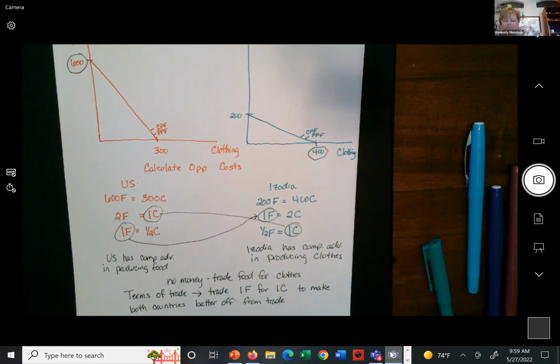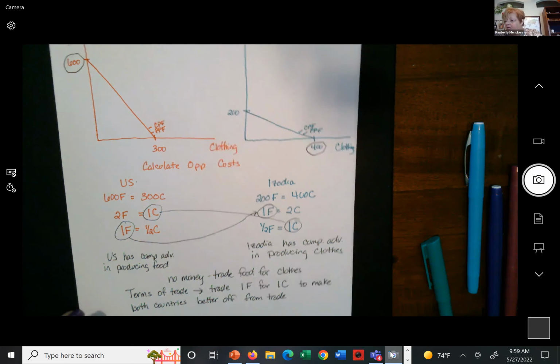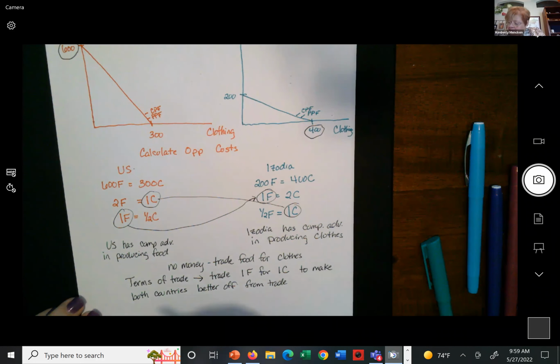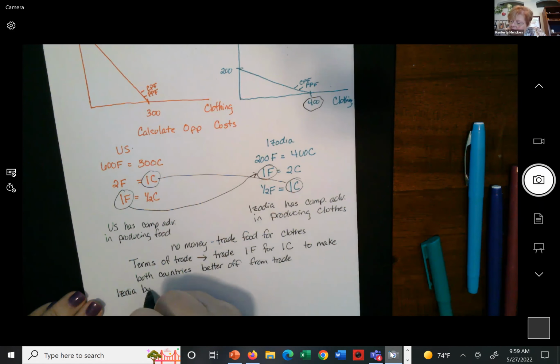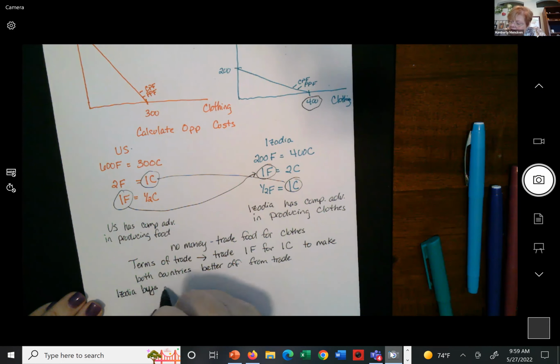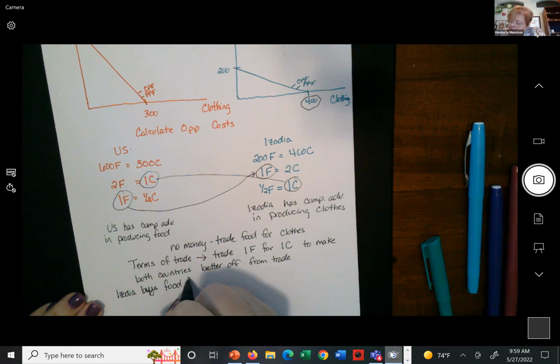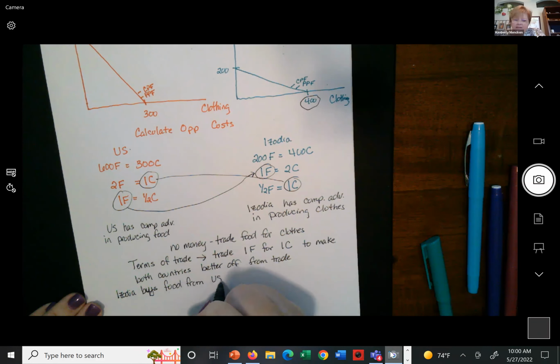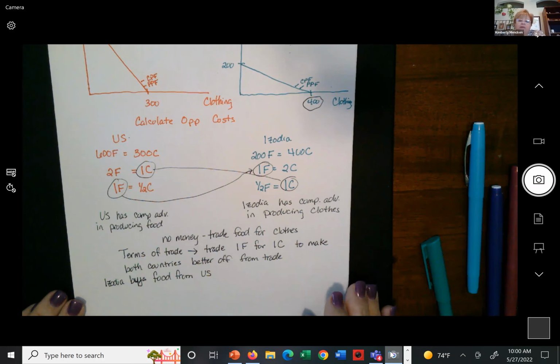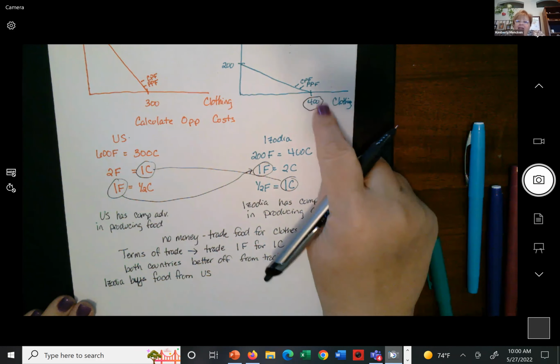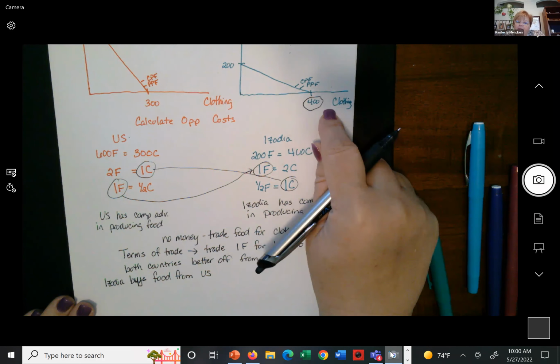Okay, so now what we want to do is we want to see what we can buy from the other country. Okay, so we're going to start with Izadia. Right, so Izadia buys food from the US, right? Okay, so here's the deal, guys. Izadia has 400 clothes to trade away. So here's how it's going to work.